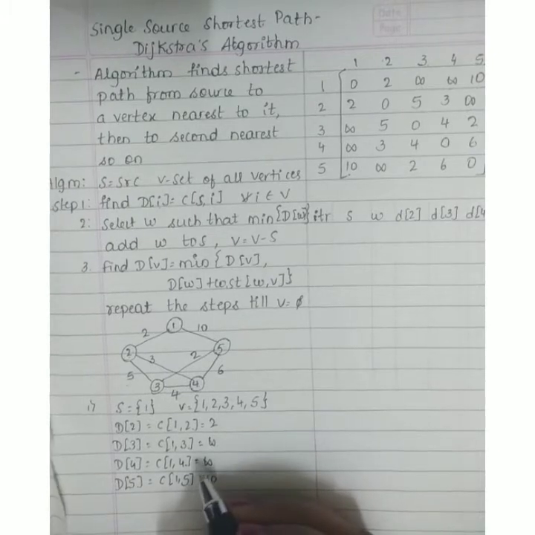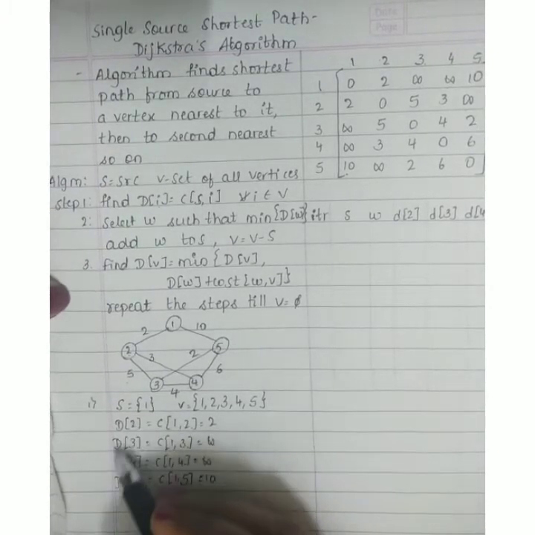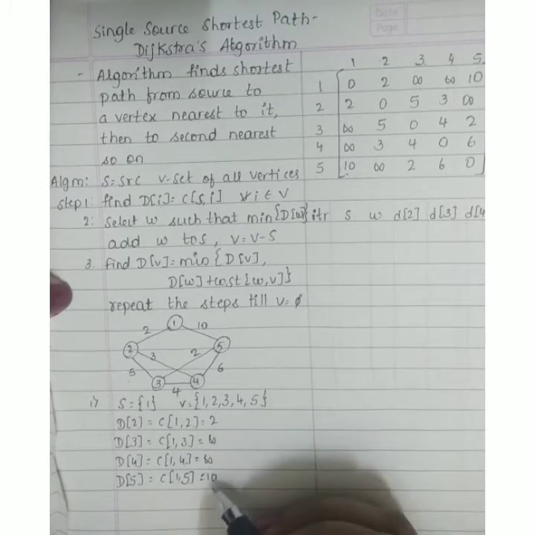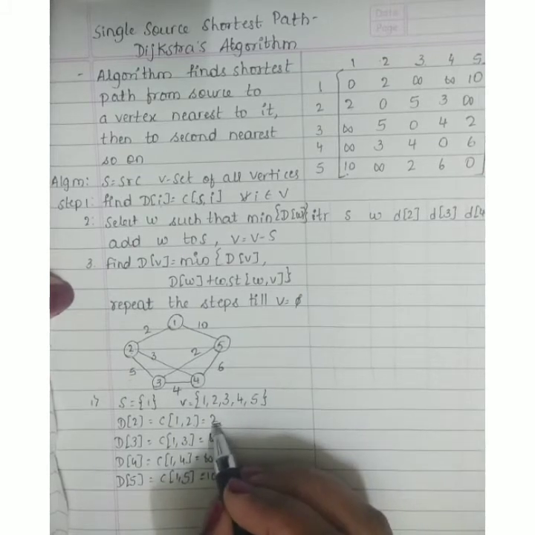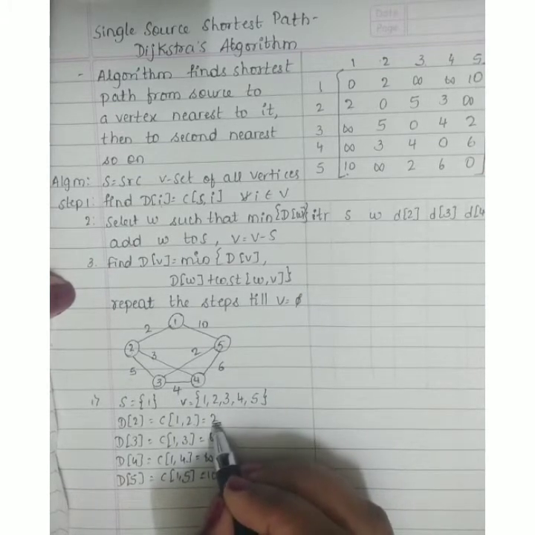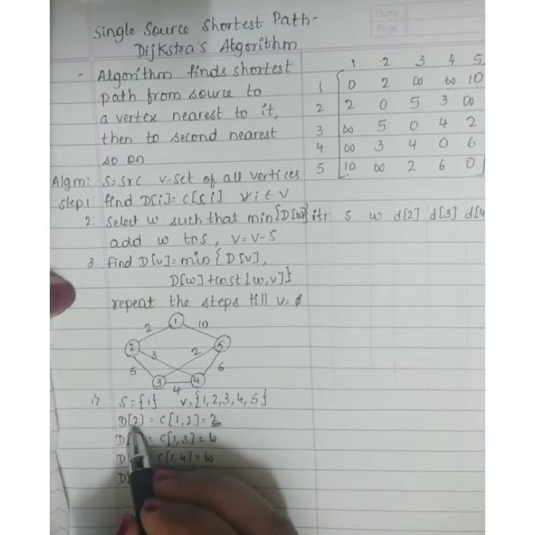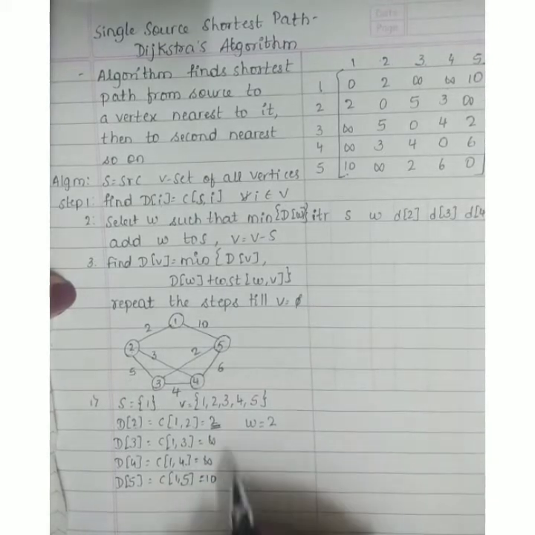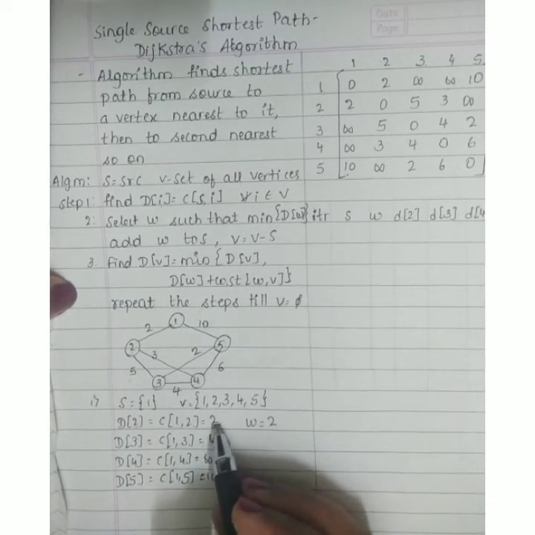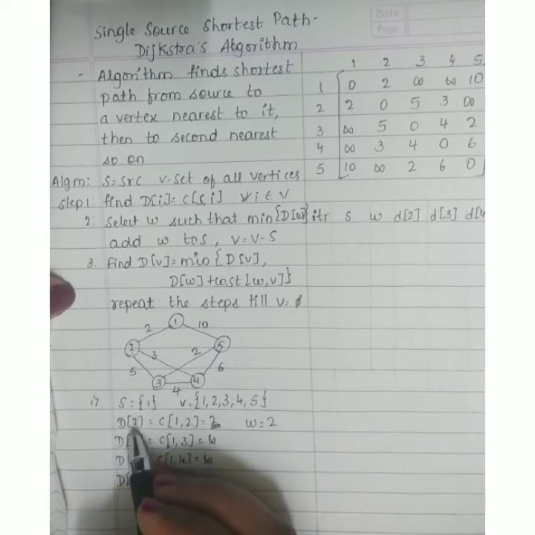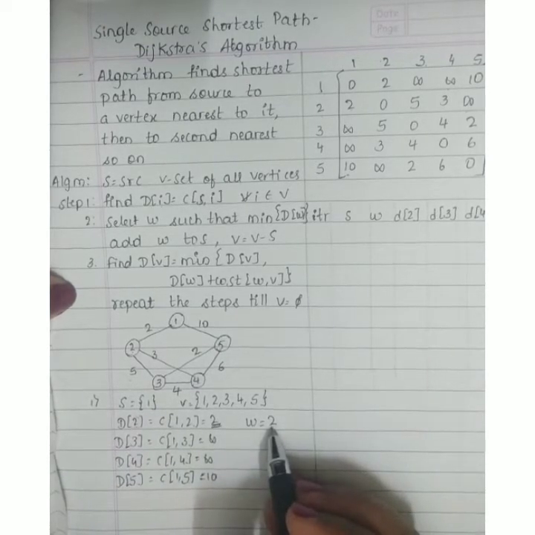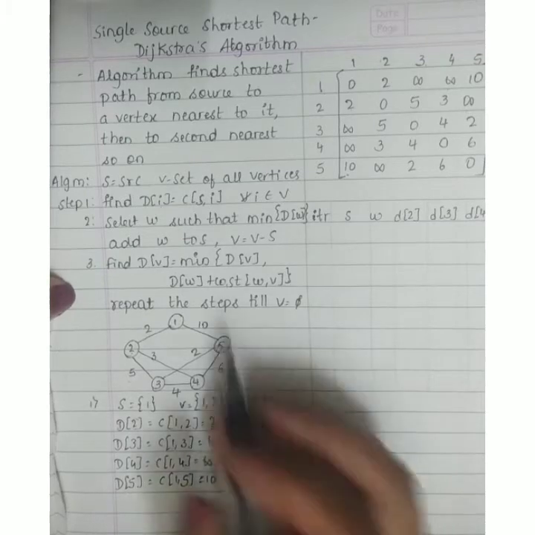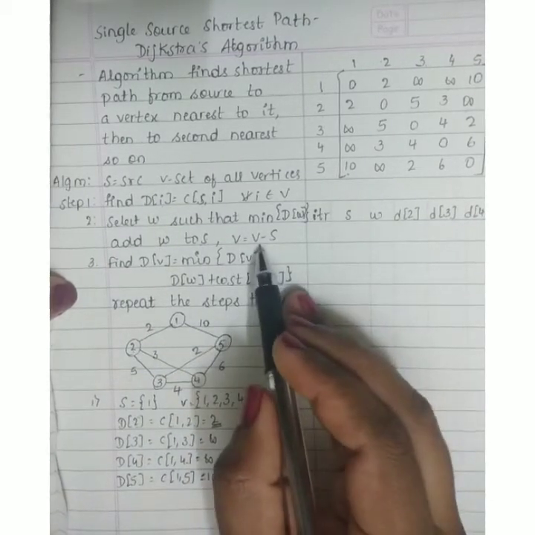In the next step, we will be finding the minimum of d_w. So we have found all the d_i's. Among these, which has the minimum weight? Here, 2 is the minimum weight edge. What is the node corresponding to it? It is d of 2. So the w here is 2. 2 is the minimum cost edge, and the node corresponding to it is 2. So w is 2. Next, what do we do? We will be adding w to S and removing it from V, that is V minus S.